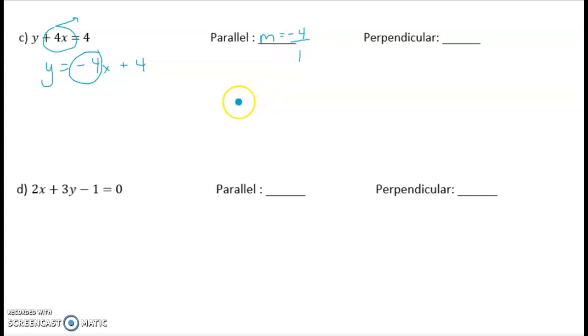Okay, and then we need to make it perpendicular. So perpendicular would be my slope equals, instead of negative 4 over 1, it's going to be 1 over 4, and it goes from a negative to a positive.